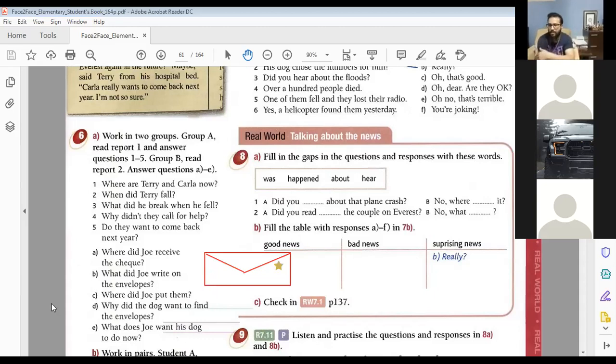And then we send it to the post office, right? So envelope, this is the cover you put your letter in. Then you lick it with your tongue and you send it. Right? So in Arabic, what's an envelope, Hana?